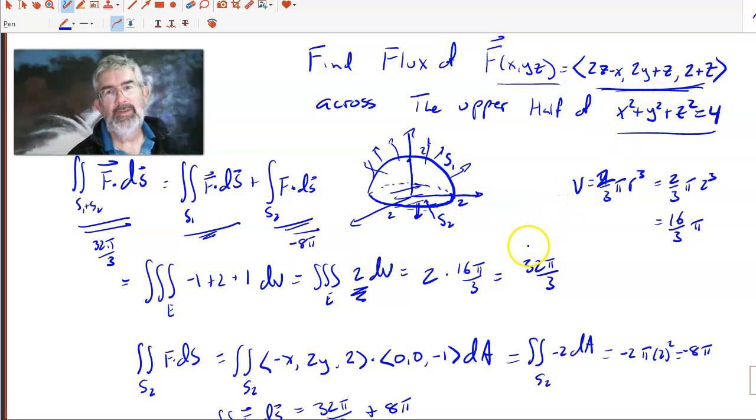So anyway, there you go. There's an example of the divergence theorem in action, allowing us to find a surface integral.